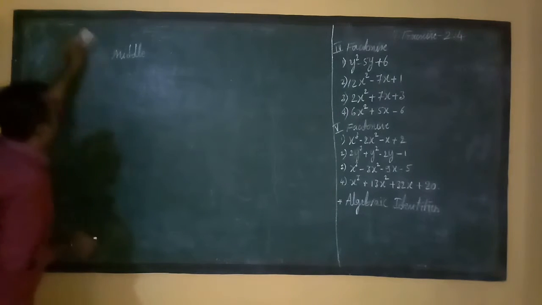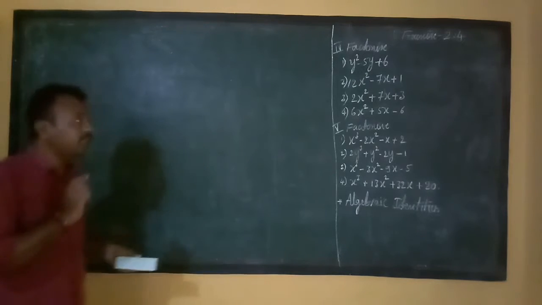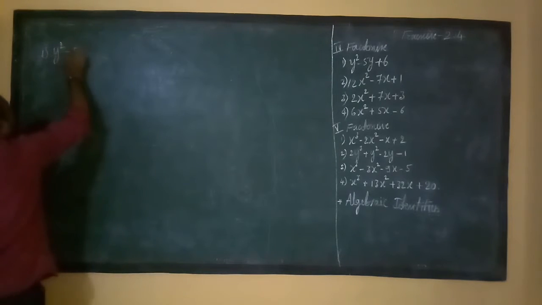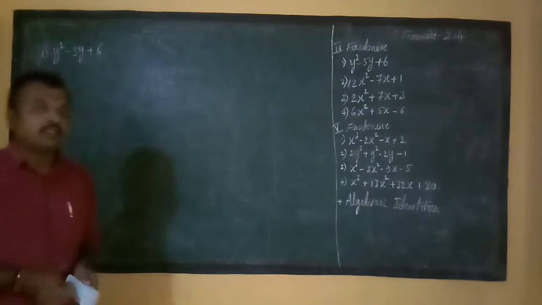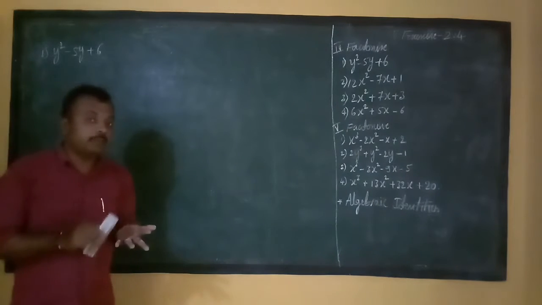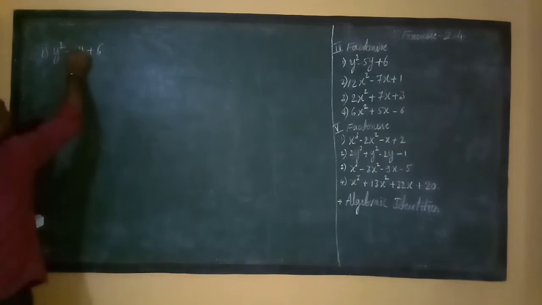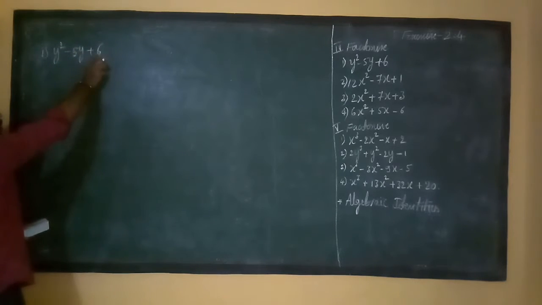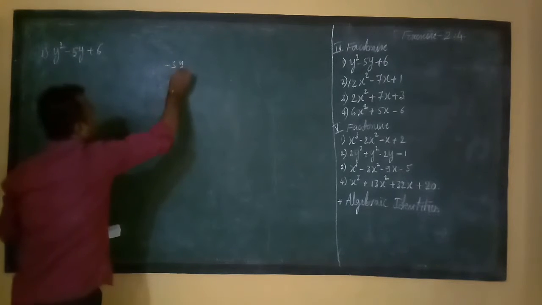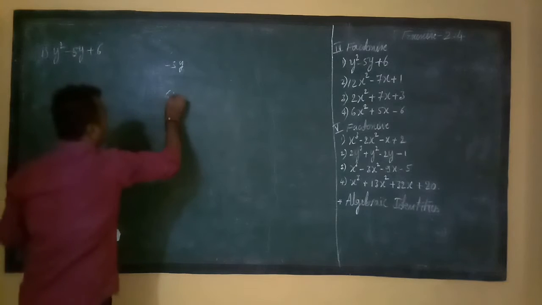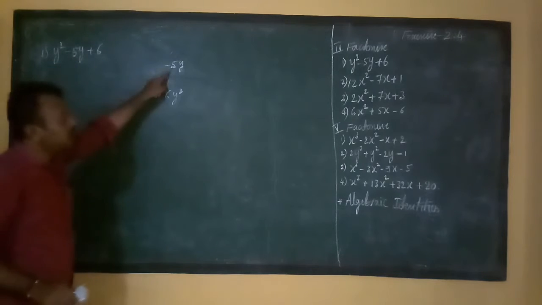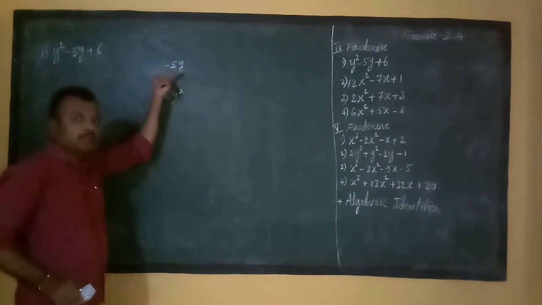So let me factorize the first question by splitting the middle term. I will show that. First question, y square minus 5y plus 6. Yes students, we know from 8th standard how to factorize algebraic expressions by splitting the middle term. What is the method? Very simple. Here minus 5 is there, here plus 6 is there. So 6 into y square, 6y square. This is minus 5y. We need numbers which, if you add or subtract, give minus 5, and if you multiply, give 6.